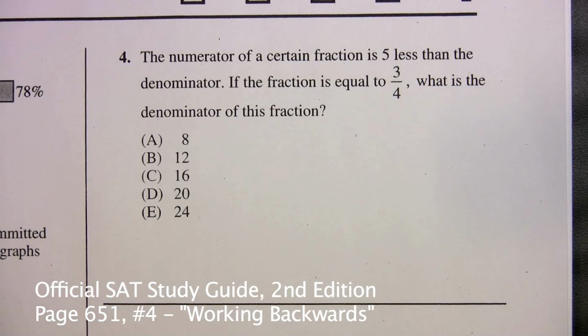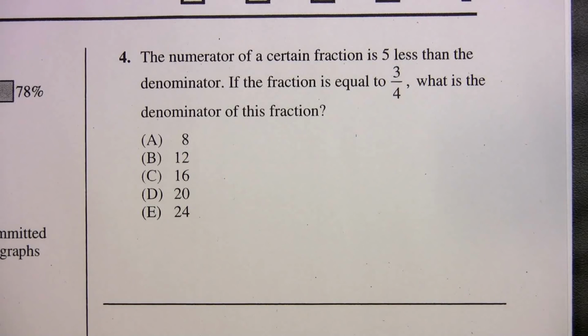We're on page 651, this is number 4, and I chose this problem because it really is a prime example of when this strategy works well. Let's take a look. It says the numerator of a certain fraction is 5 less than the denominator. If the fraction is equal to 3/4, what is the denominator of this fraction? So let's say you got to this and you had no idea how to do this, you couldn't do it algebraically.